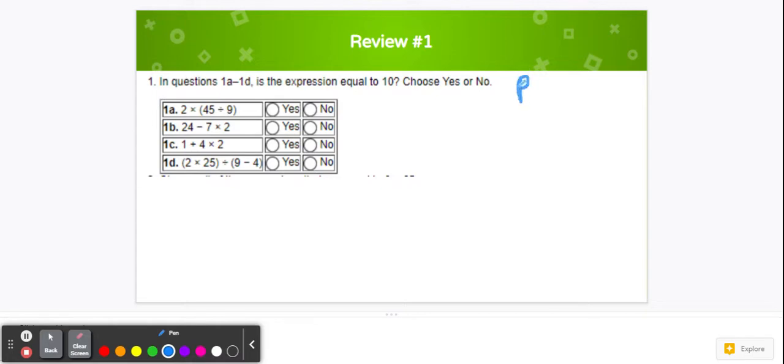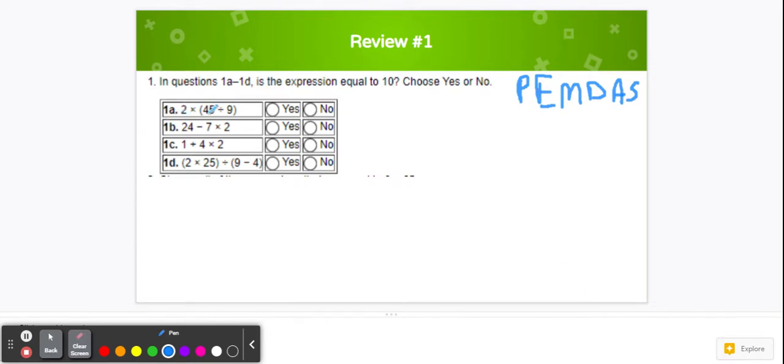1A, we got to remember our rules, which is PEMDAS. Probably the easiest way to remember it. And that stands for parentheses and then exponents, which we won't have to worry about this year. Multiply and divide, and then add and subtract. So that's the order of operations.